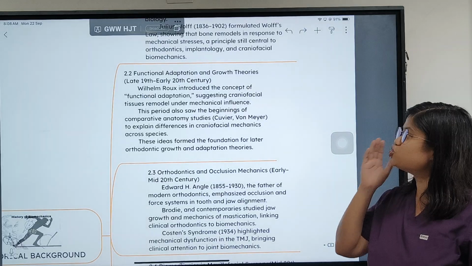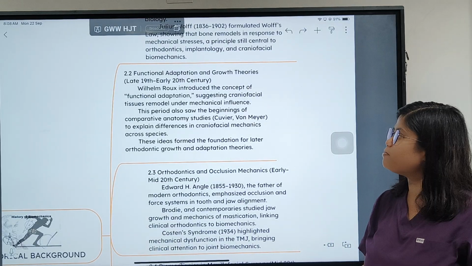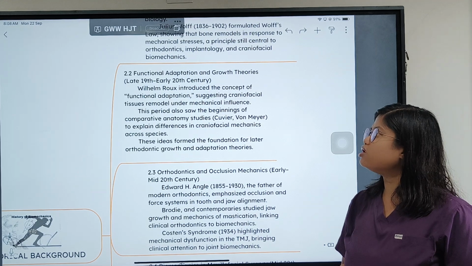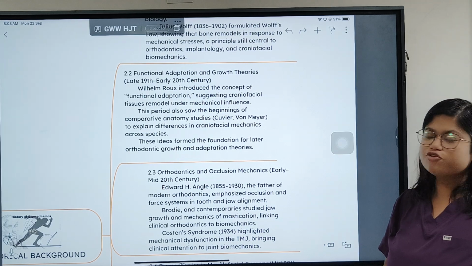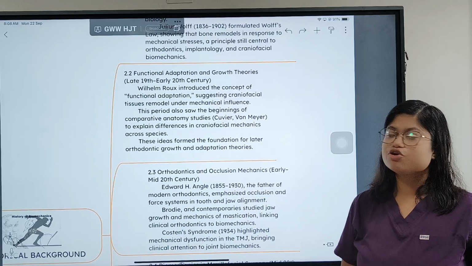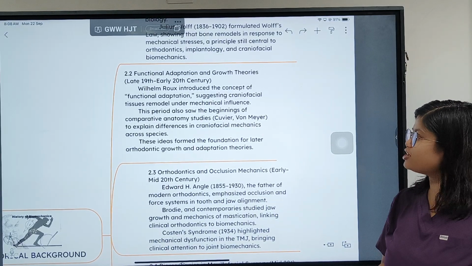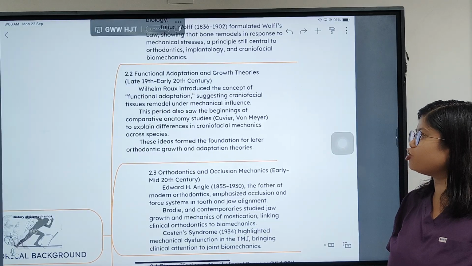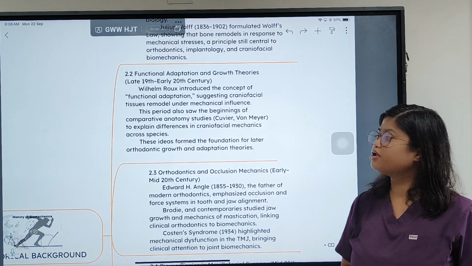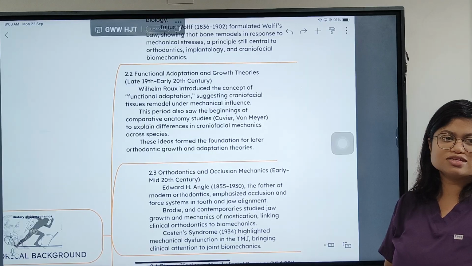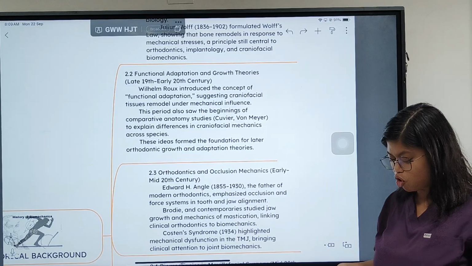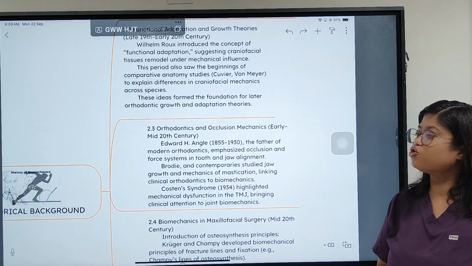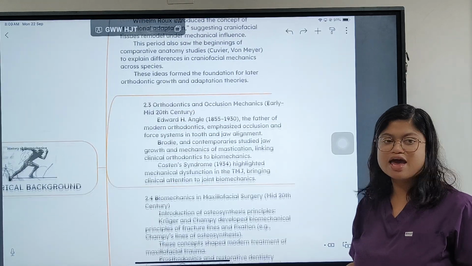Second comes how functional adaptation and growth theories developed for biomechanics. In the late 19th to early 20th century, Wilhelm Roux introduced the concept of functional adaptation, suggesting that the craniofacial structures remodel under various mechanical influences and forces. This period also saw comparative anatomic studies by Hubert von Meyer to explain the differences in craniofacial mechanics across species. These ideas formed the foundation for later orthodontic growth principles, adaptation theories and growth of the maxillofacial structures.